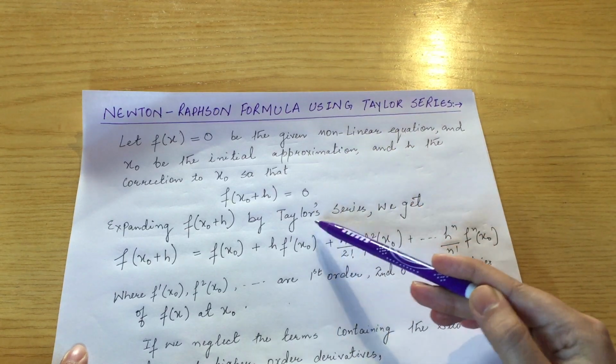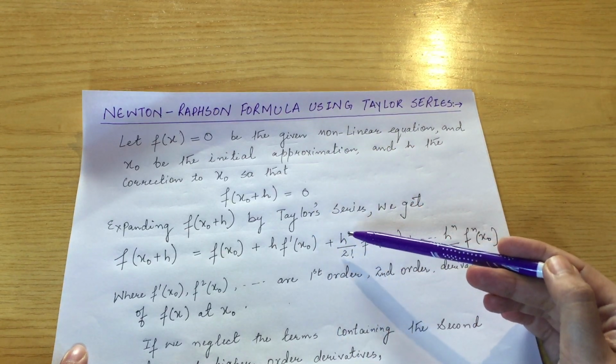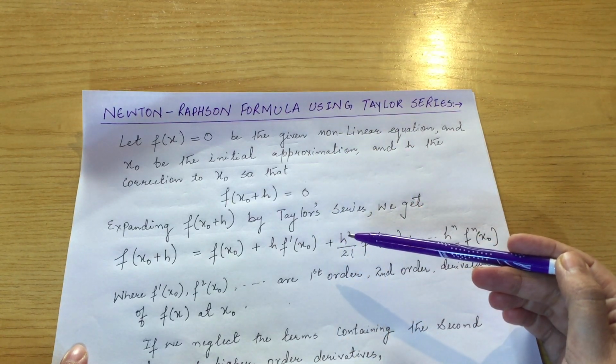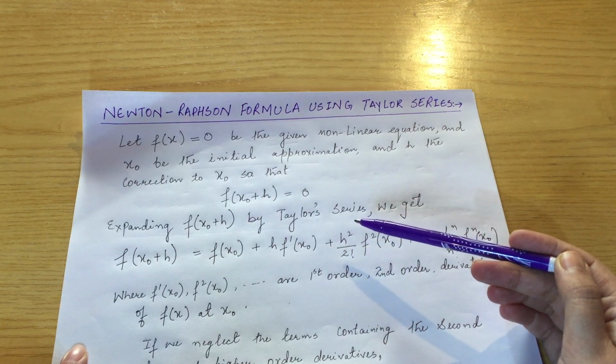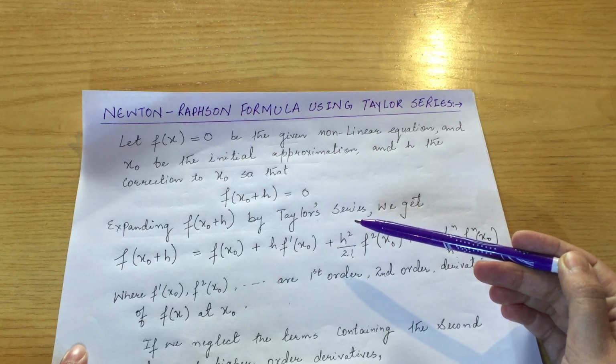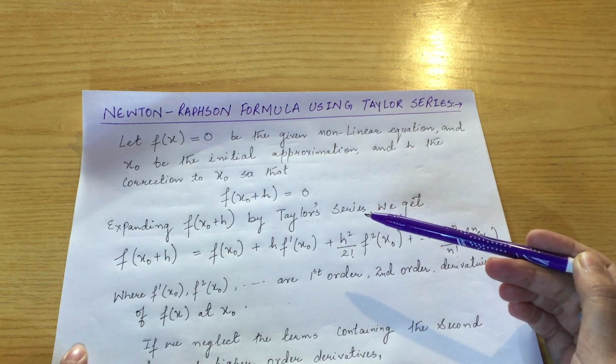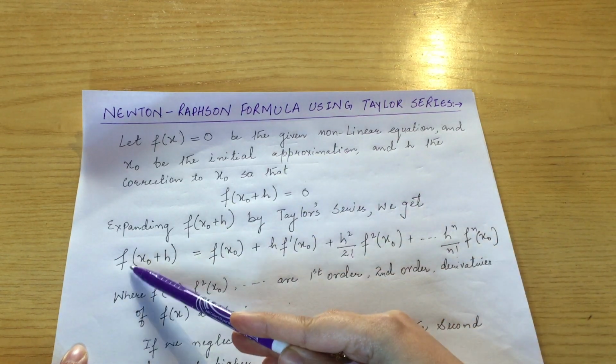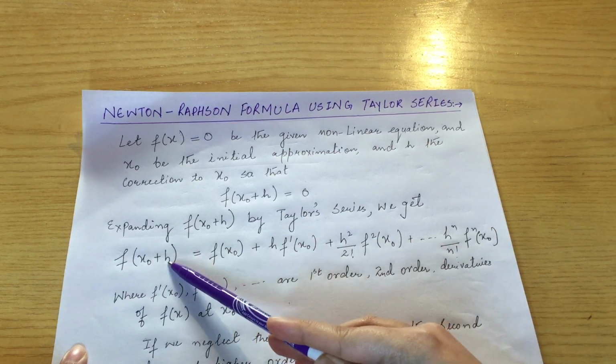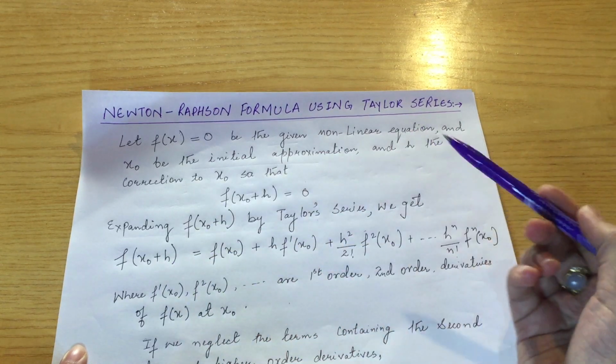So then we expand it using the Taylor series. Basically, Taylor series is a representation of a function as an infinite sum of terms that are calculated from the values of the function derivatives at a single point. So here we have f of x0 plus h, and we are trying to expand it using the Taylor series.